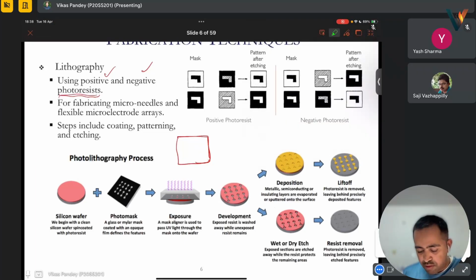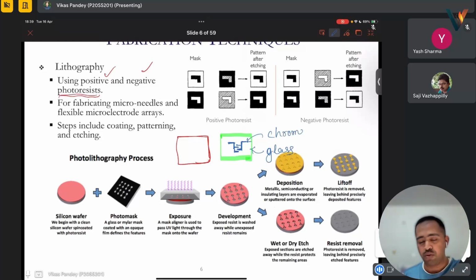Then the pattern we will have on a glass, and on this glass, suppose the pattern is made like this. So this is made of glass or transparent, we can say, and the pattern over it is made up of chrome, that is opaque.